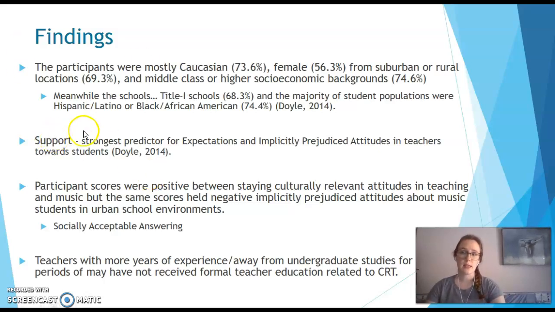Support was the strongest predictor for expectations and implicitly prejudiced attitudes in teachers towards students. This next point was really interesting to me. This is participant scores. So the teacher scores were positive for culturally relevant attitudes in teaching and music, but the same scores were held negatively for implicit prejudiced attitudes about music students in these urban environments.